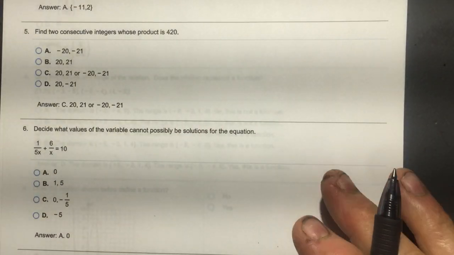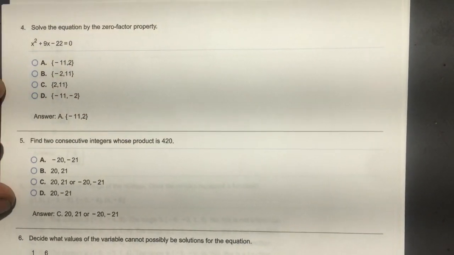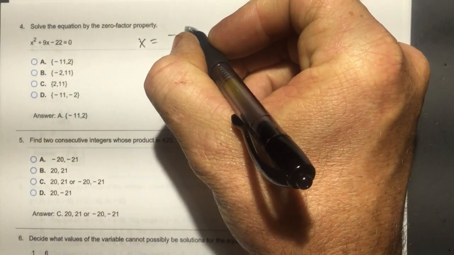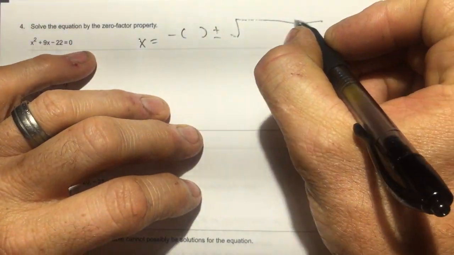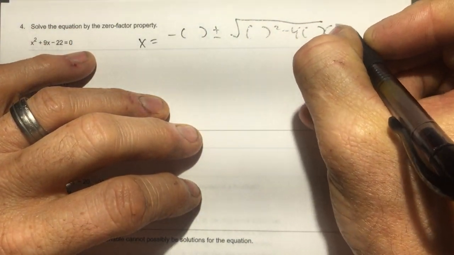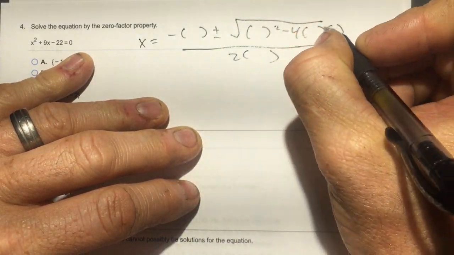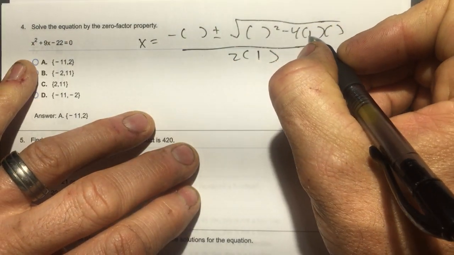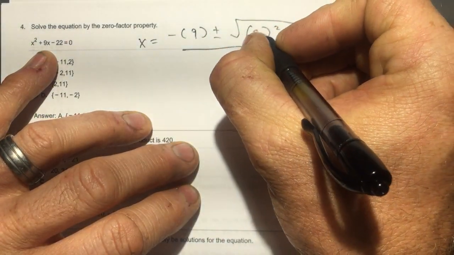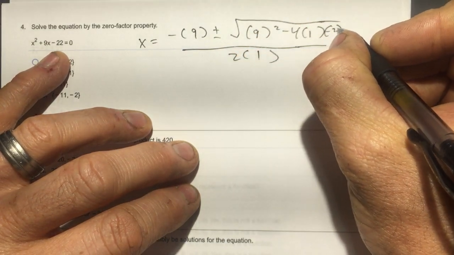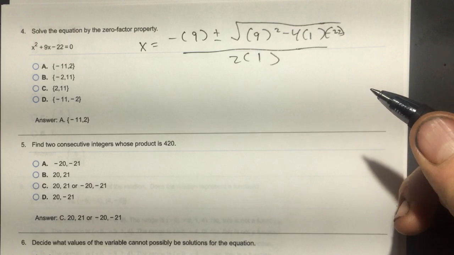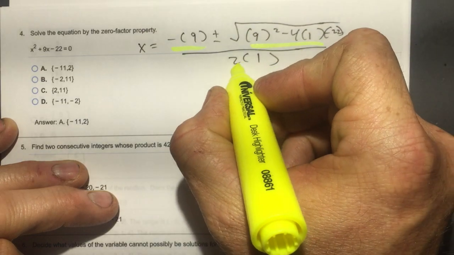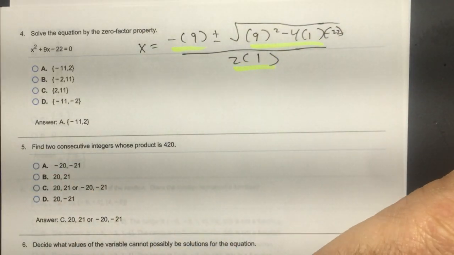All right, number 4. Solve this equation. x equals negative b plus or minus the square root of b squared minus 4ac, all over 2a. My a is 1, that goes here and here. B is 9, here and here. And then c is negative 22 all the way over there. After you put these numbers in, there are three different things to do at one time.